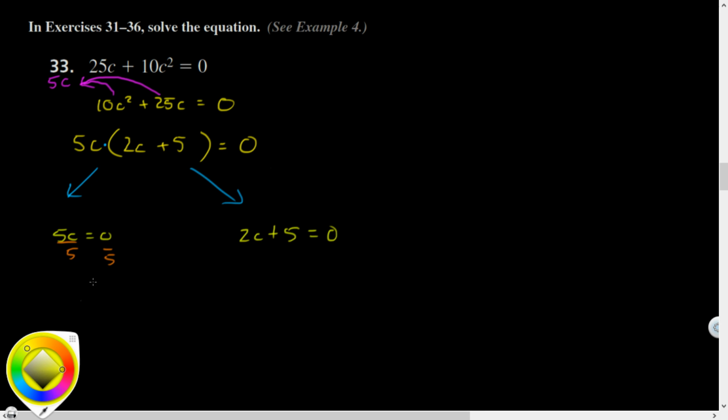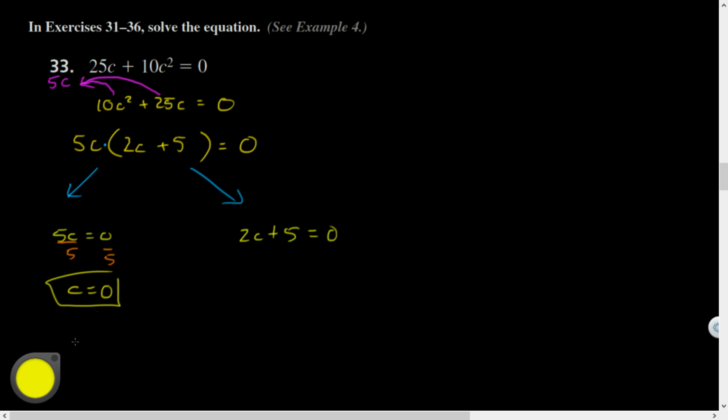So c is equal to 0 divided by 5, which is 0. Or over here, subtract 5, subtract 5. I get, this one's going to be a fraction. I can see it coming now. Here we go. Divide both sides by 2. And I get two answers here. c is equal to 0 and c is equal to negative 5 halves.